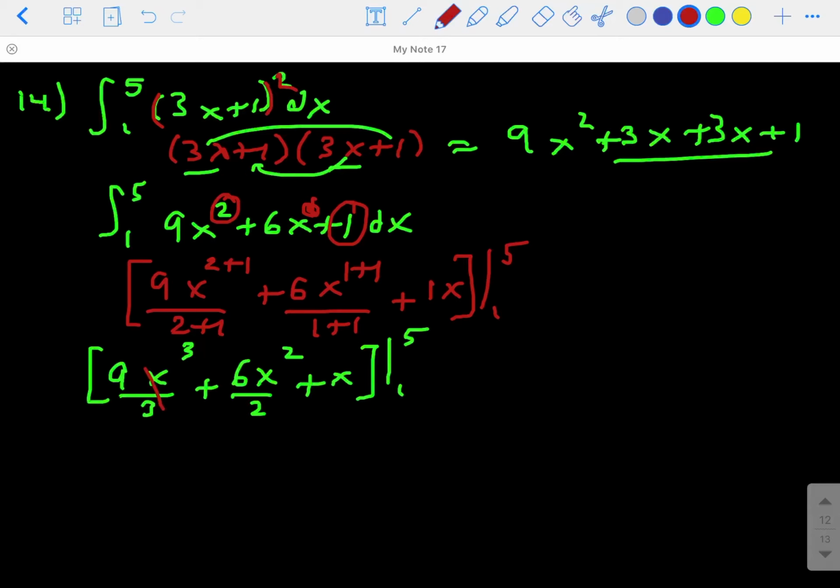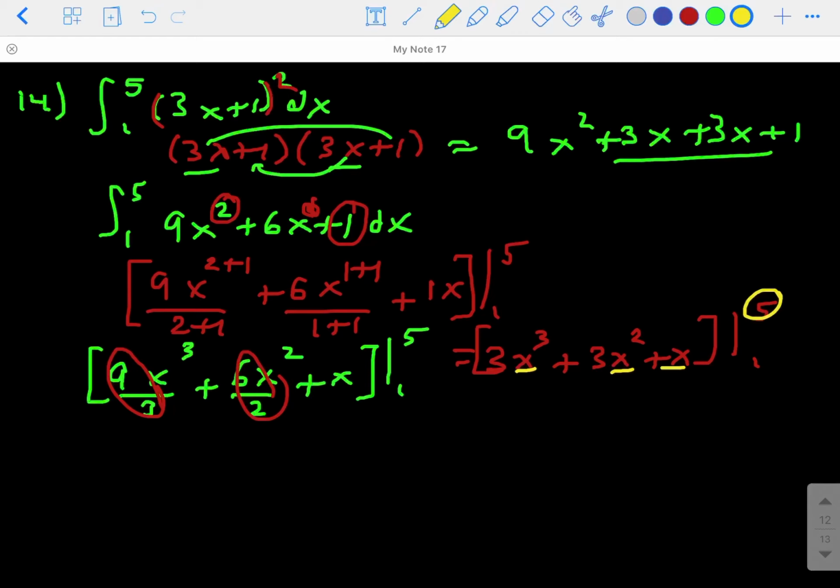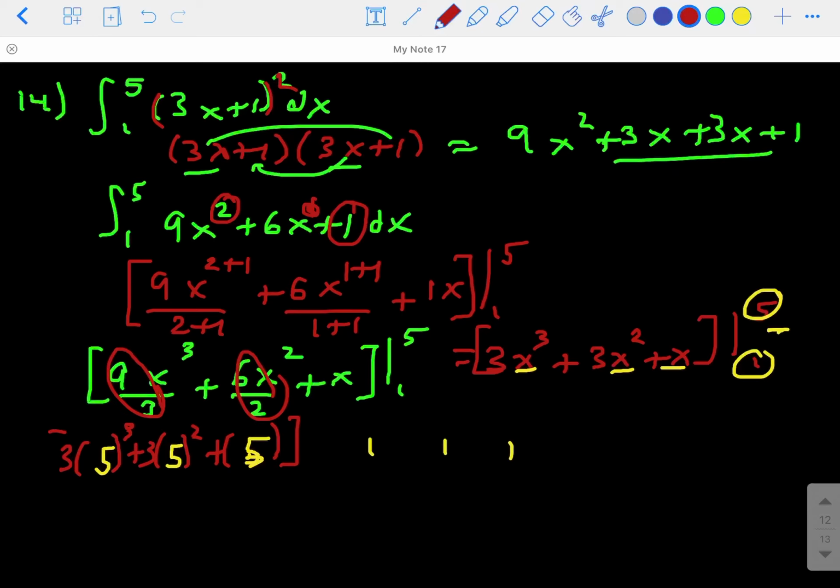And I'm going to simplify this a little bit further out. 9 divided by 3 is 3. 6 divided by 2. And this is x. And we're integrating this from 1 to 5, meaning I need to substitute wherever I see x as 5, and do the same thing with 1 when we're subtracting. So 5, 5, 5, and 1, 1, 1. Copy and paste. Plus, and all of this is being subtracted by this.